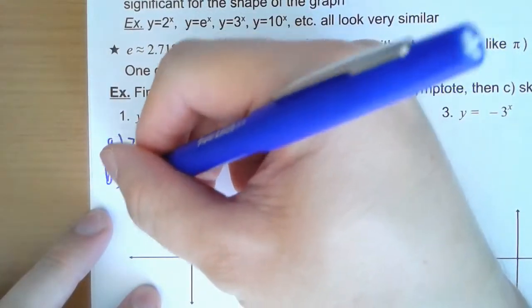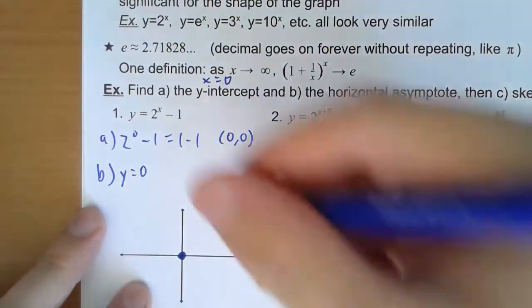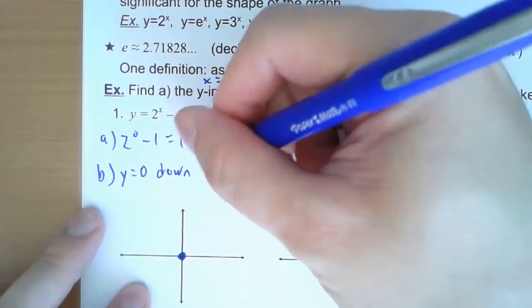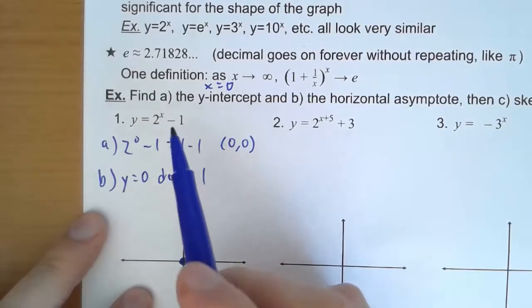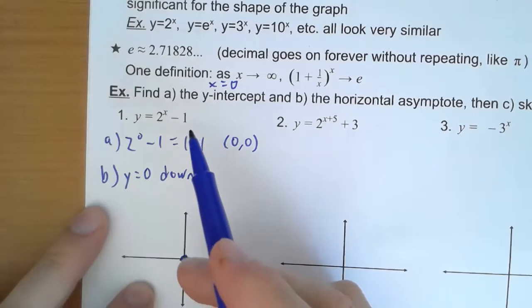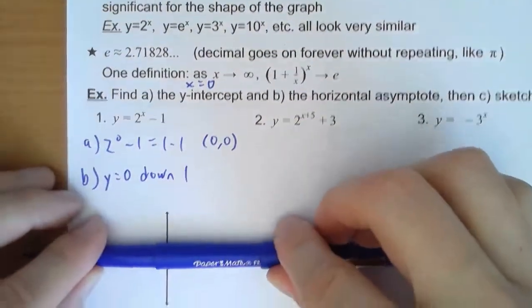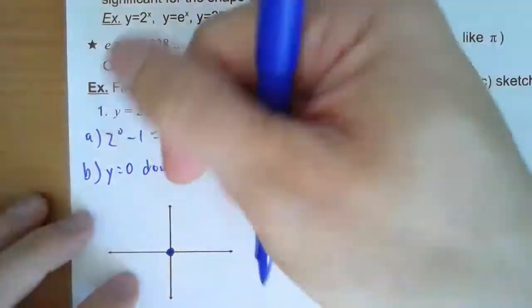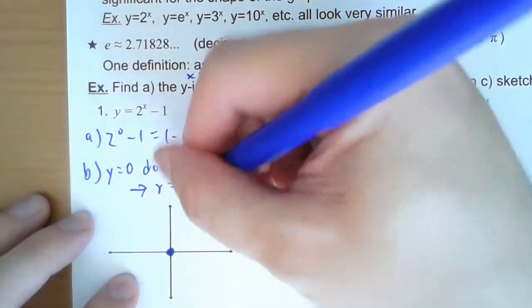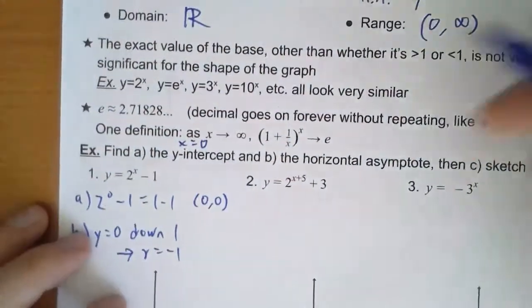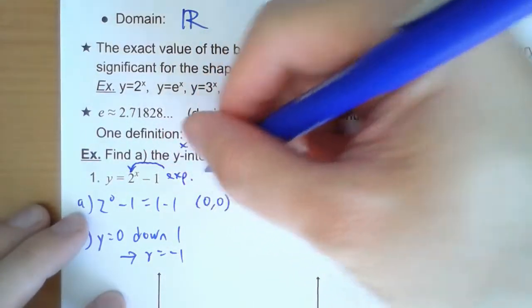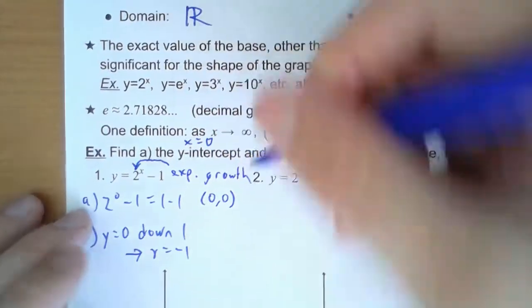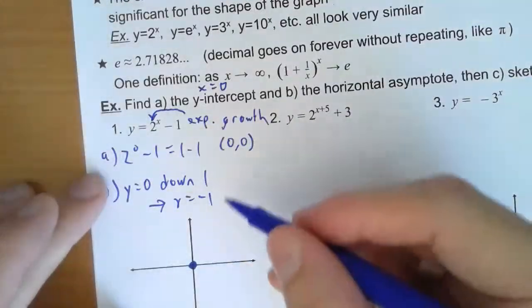Now, the horizontal asymptote, so we have to remember what it normally is. Normally, it's y equals 0. And then we went down 1. So remember the things on the outside at the end of the function are the up or down shifts. This is a shift down 1. And so if we were at y equals 0, and then we shift down 1, now we're at y equals -1. Okay. And then, of course, we can look at our base and see that it is bigger than 1. And so we know that it's going to be exponential growth. So the graph is going to be like this here.